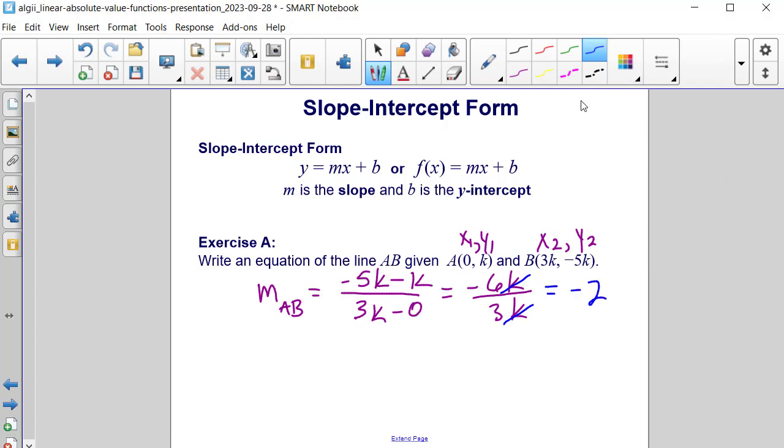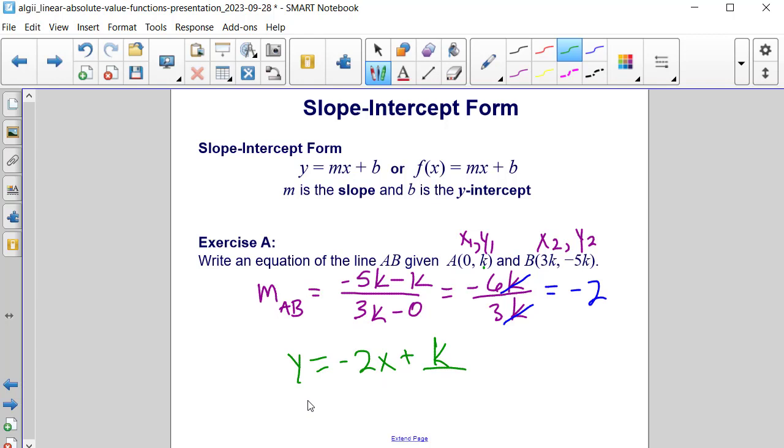So now we have to find the equation of this line. So we know that in slope-intercept form, it's going to be y equals, we know our m is -2, x, and then plus some b value. Well, we have point A as (0, k). And remember, when 0 is the first coordinate of a point, whatever the y value is of that point, in this case k, is going to be our y-intercept. So we can fill in k at the end of this equation.